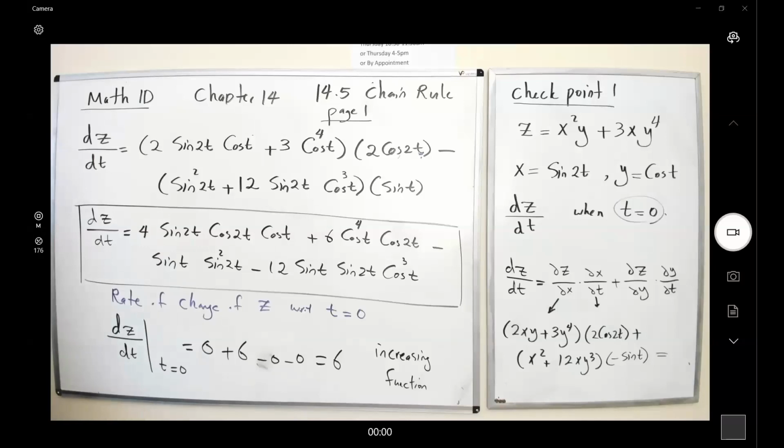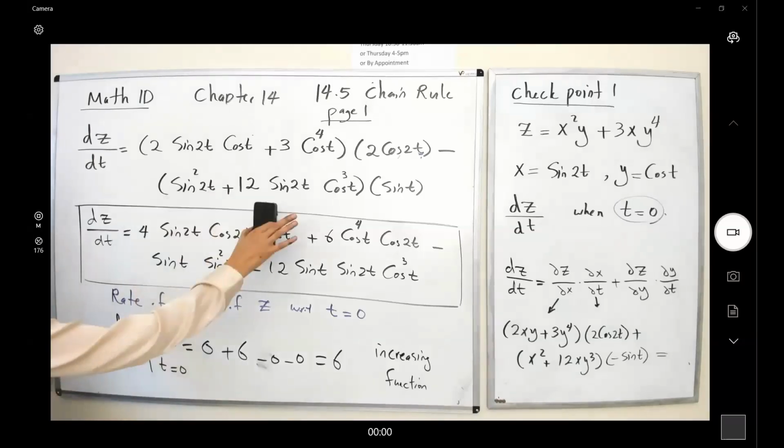Okay, what else? We have implicit differentiation. So I'm going to erase this part of the board.